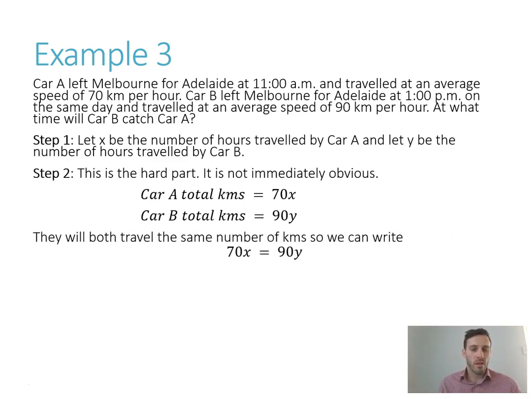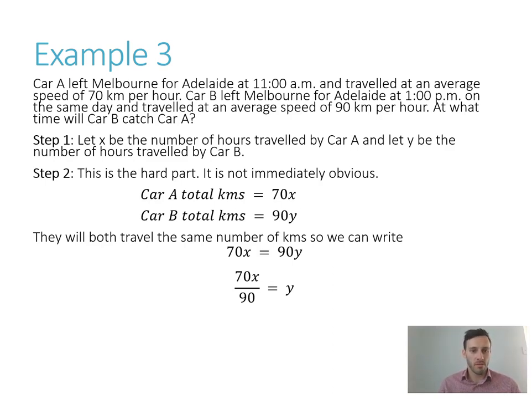Now we know that when they've both travelled, they're going to both travel the same number of kilometres. They're travelling a different amount of time. But because they're travelling the same amount of kilometres, we can make these two equations equal each other. So we've got 70x equals 90y. But we can't leave it like that, so we have to rearrange it. So we divide both sides by 90, and we get y equals 70x on 90. Now that's our first equation.